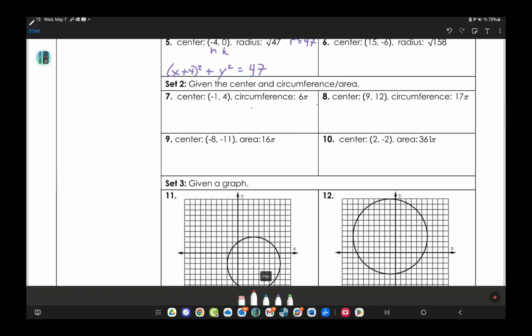Now for 7, 8, 9, and 10, if the circumference, which is 2 pi r, is 6 pi, so 6 pi is equal to 2 pi r, we're going to divide by 2 pi to get that the radius is 3. So r is 3, which means r squared would be 9. Now we can write the equation x plus 1 squared plus y minus 4 squared equals 9.